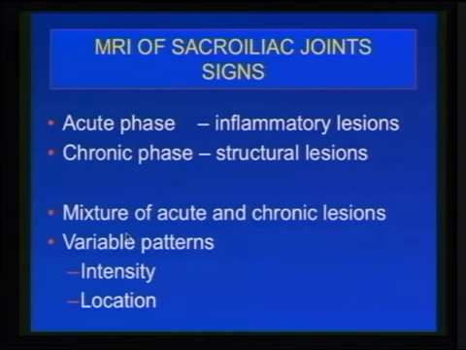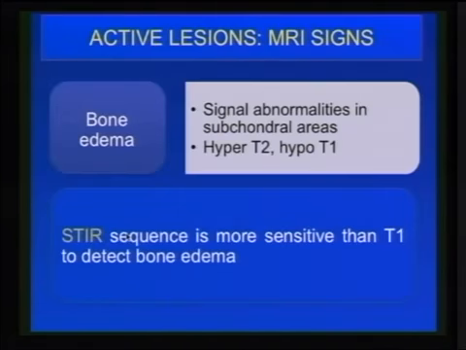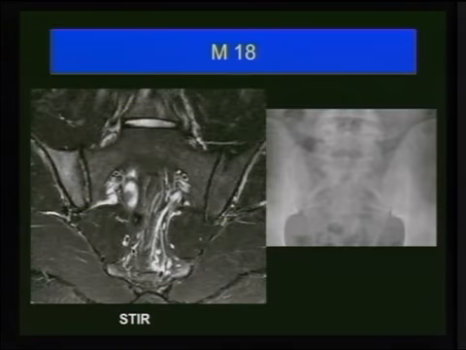If you need the acute phase, go for the STIR images. If you want to comment on the chronic stage, structural events, you go for the anatomical sequence, which is the T1 weighted image. For the acute early inflammatory stage, it is the STIR image, and if you are going towards the chronic stage, go for the T1 weighted image. So bone edema, fluid: bright on STIR, bright on T2, and low on T1. STIR is the most sensitive one in the acute phase.